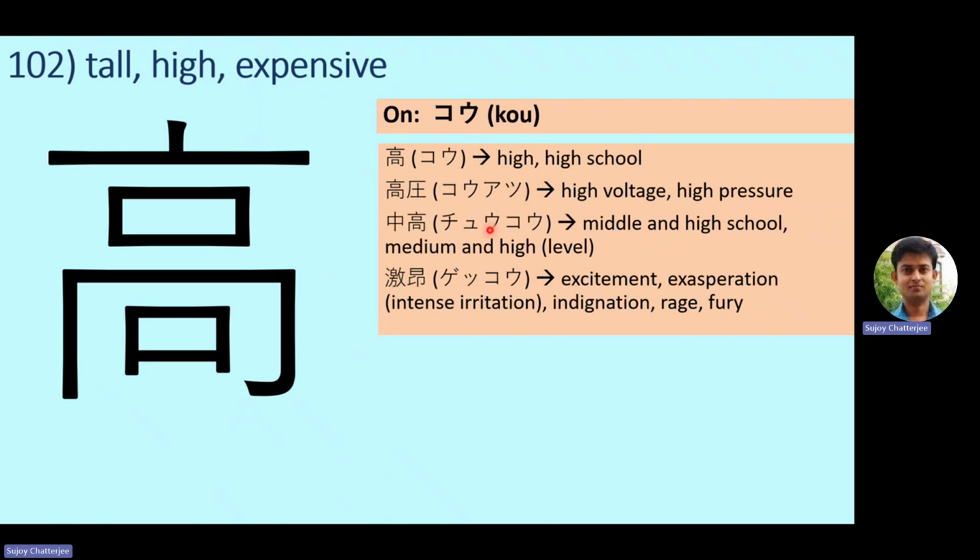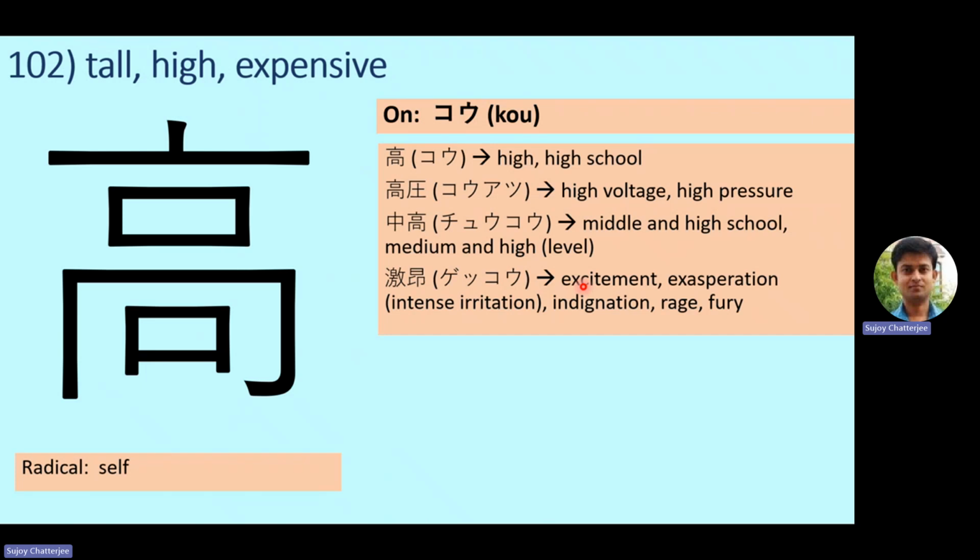Then we have chuko, which means middle and high school. That is medium and high level. And then we have gekko. Gekko means excitement or exasperation, that is intense irritation, indignation, rage, or fury. That means the outcome of anger. So these are the meanings of all these applications of this kanji character in onyomi.